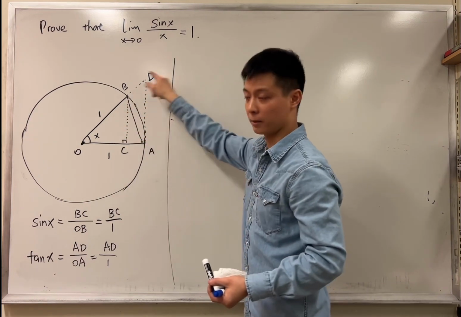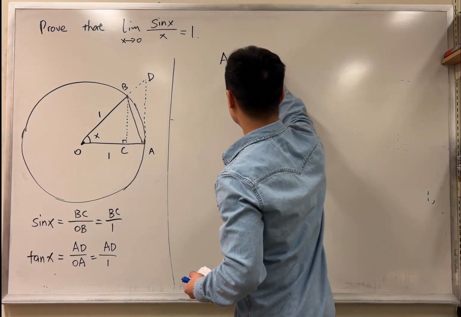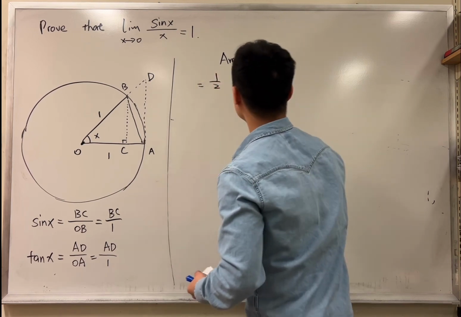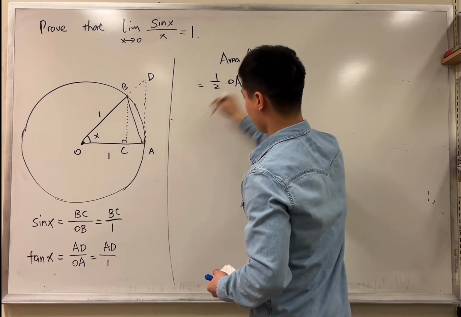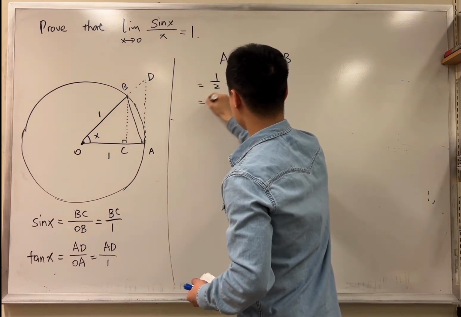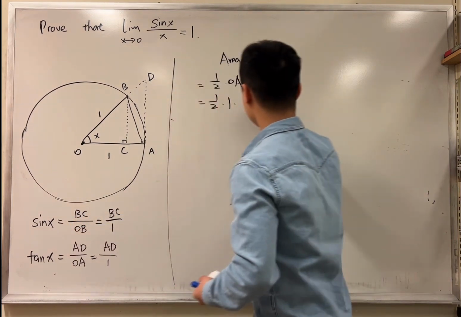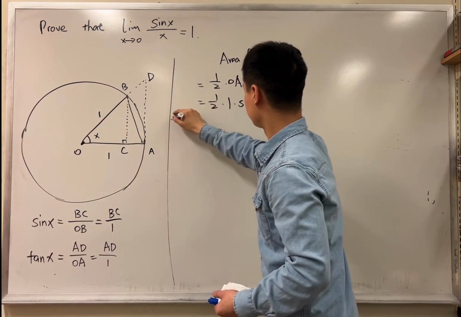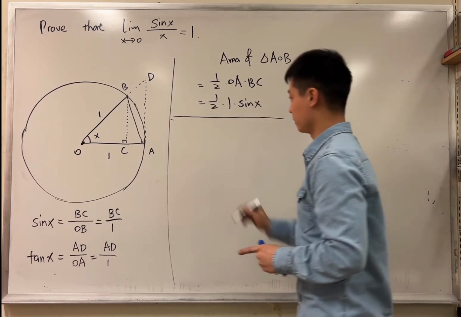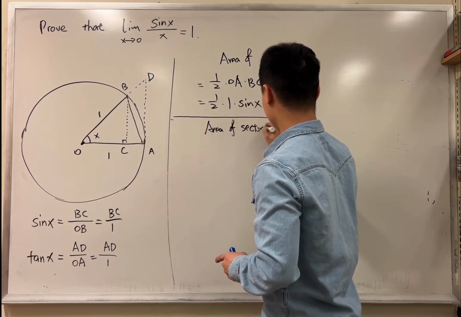After we have this information, we can start to calculate the areas of this triangle, this sector, and the bigger triangle. We have the area of triangle AOB equals 1/2 times OA, which is the base, times the height BC, which is 1/2 times 1, and then BC, we know that is sine of x. And then we can calculate the area of the sector AOB.